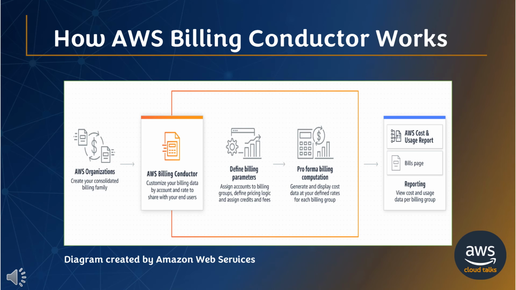Three sections display in the diagram from left to right. The first section is titled AWS Organizations, where you create a consolidated billing family. The second section is titled AWS Billing Conductor and shows the key features of Billing Conductor. The third section is titled Reporting, where cost and usage reports are used by the customers. We recommend you read the diagram and get a better understanding of how AWS Billing Conductor works in an application environment.